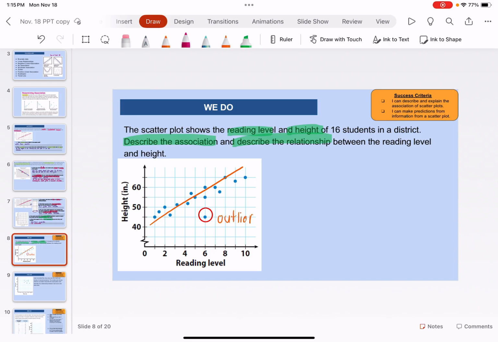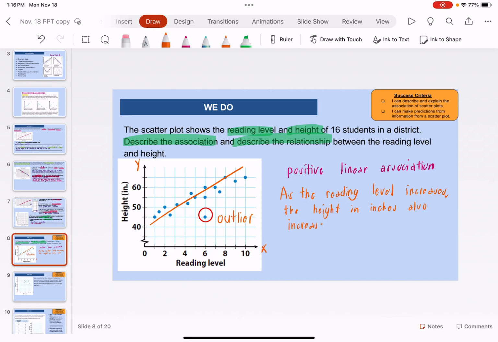And we can see through the trend line that this has a positive linear association. And then from here, we're going to write our statement. We can see that our independent variable, if we label our graph X and Y, is the reading level. As the reading level increases, the height in inches also increases.